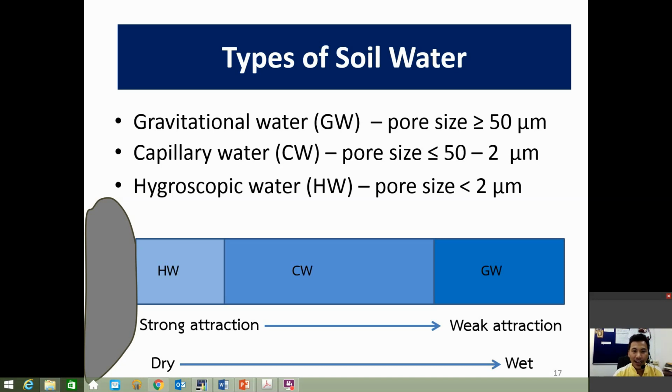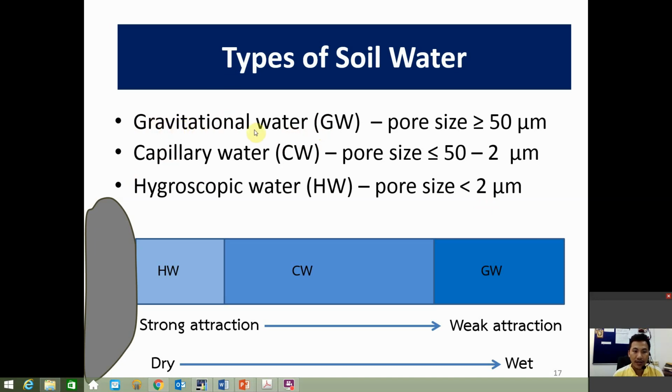Here we start with the types of soil water. The water that you see or can feel in the moisture of the soil sample is really different in terms of the types of soil water you have. At least we can categorize it into three different types based on the energy involved.